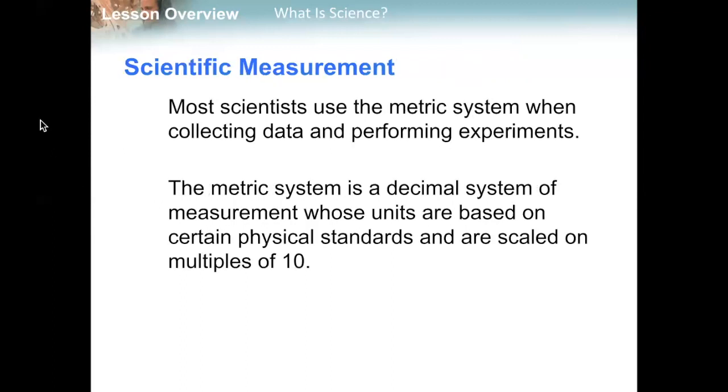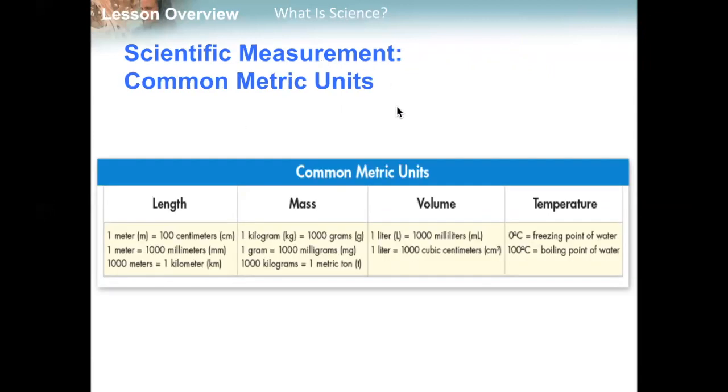Most scientists use the metric system when collecting data and performing experiments. The metric system is a decimal system of measurement whose units are based on certain physical standards and are scaled on multiples of 10. So the common metric units are length, mass, volume, temperature. And for length, it's the meter. For mass, gram. Volume is in liter, and temperature is in Celsius.